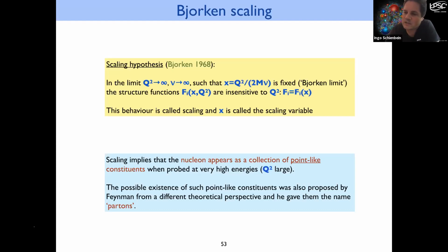So we don't have one small hard core and then some soft cloud of electrons or pions, but instead we have a bag of many, many small grains, which are a collection of point-like constituents. That idea was developed by Feynman. The possible existence of such point-like constituents was proposed by Feynman, and I think he could explain this scaling behavior with a quick calculation overnight. And he gave those point-like constituents the name partons.